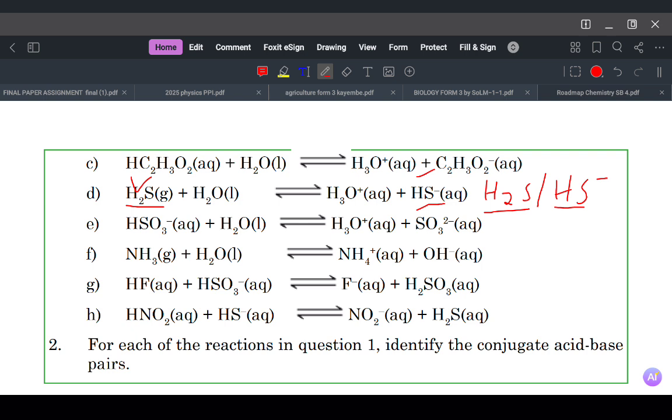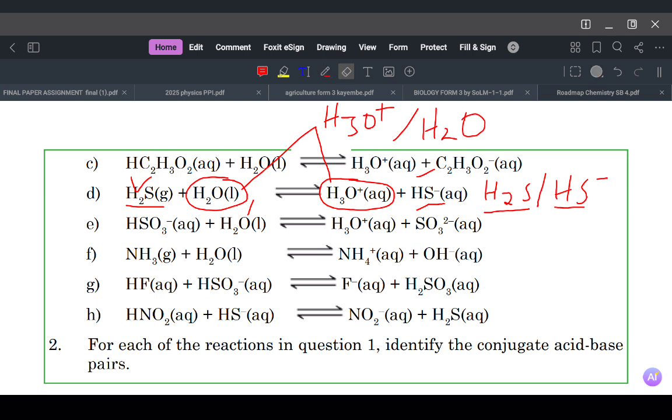In the same way, the other one, since this one is a base, therefore the acid will be the hydronium ion. So the conjugate pair is going to be H3O plus/H2O. Take note that the molecules are the same, but they only differ by a hydrogen atom.